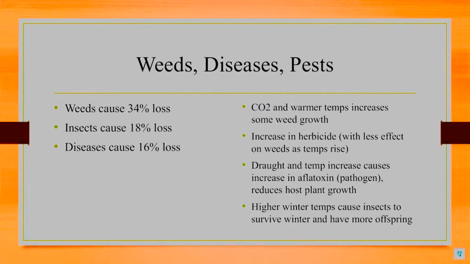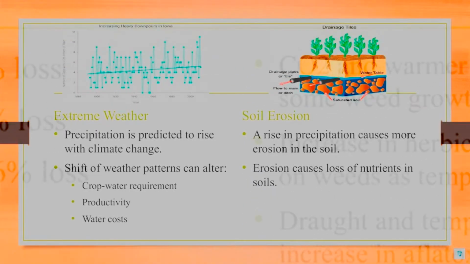Drought and temperature increase can cause an increase in a pathogen called aflatoxin. The aflatoxin will grow while our host plants diminish, and the more they grow, the fewer plants we will have. Higher winter temperatures will also cause more insects to survive during the winter and have more offspring every spring. This will cause more generations of insects, and we'll have more insects every year because they won't die through cold temperatures.